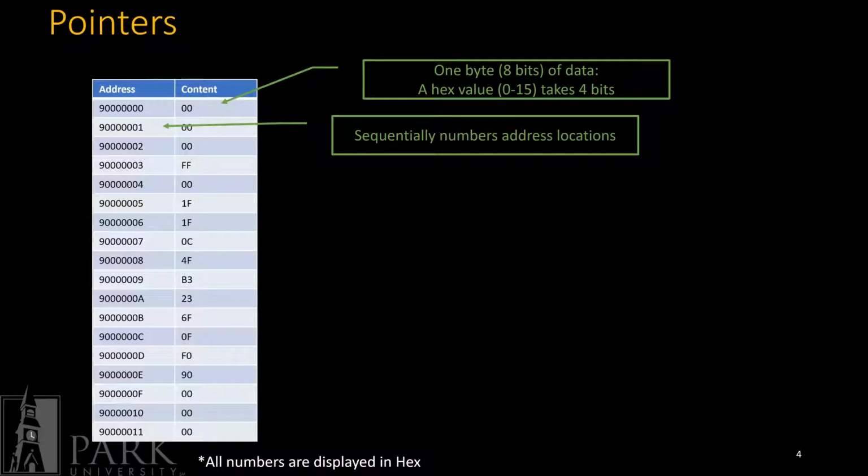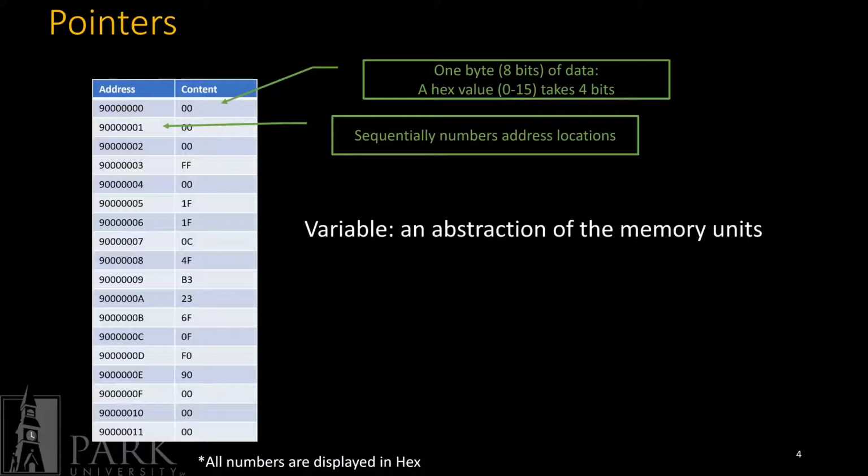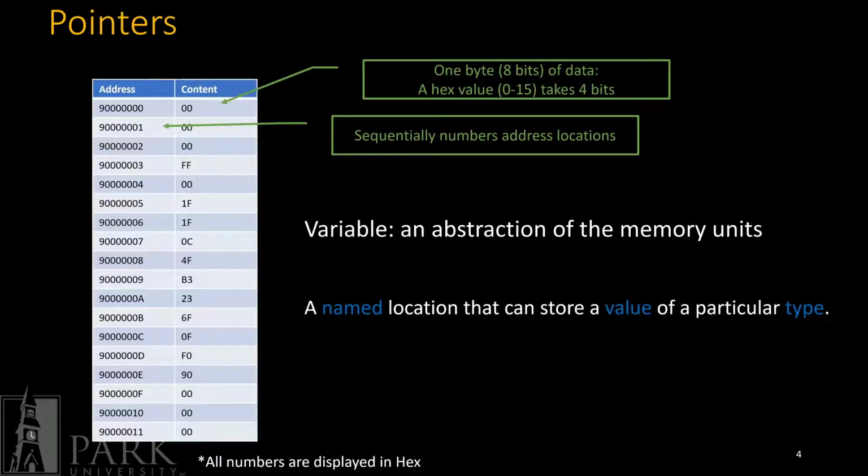Programmers of high-level languages such as Java and C++ typically don't need to mess directly with memory addresses. But it's critical to understand what's going on under the hood. High-level programmers do, however, manipulate variables, which are really just abstractions of memory units. A variable is a named location that can store a value of a particular type.